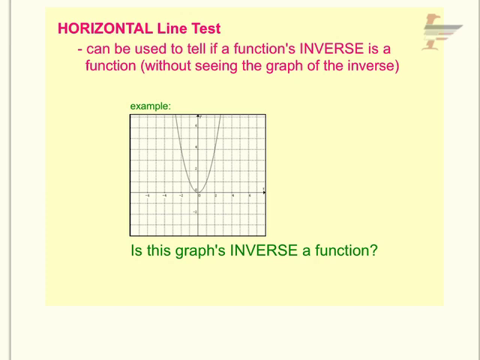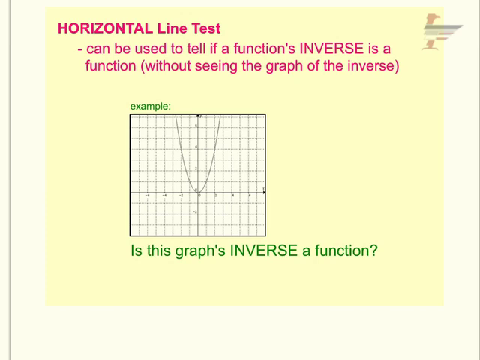Alright, last idea here for your notes, and you better be taking wonderful notes to show me in class tomorrow. We have something called the horizontal line test. If you remember, you already know about the vertical line test, kind of the same idea. However, the horizontal line test can be used to tell if a function's inverse will be a function without having to see the graph of the inverse.